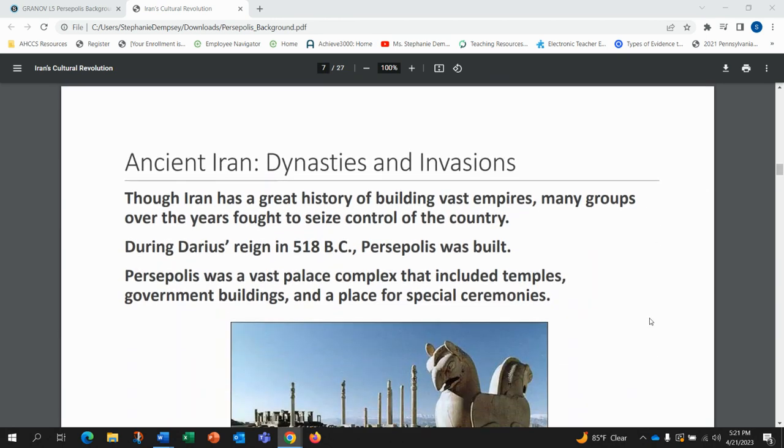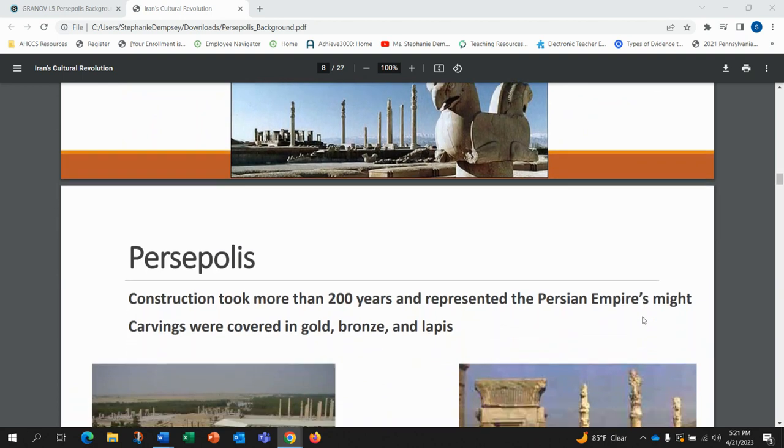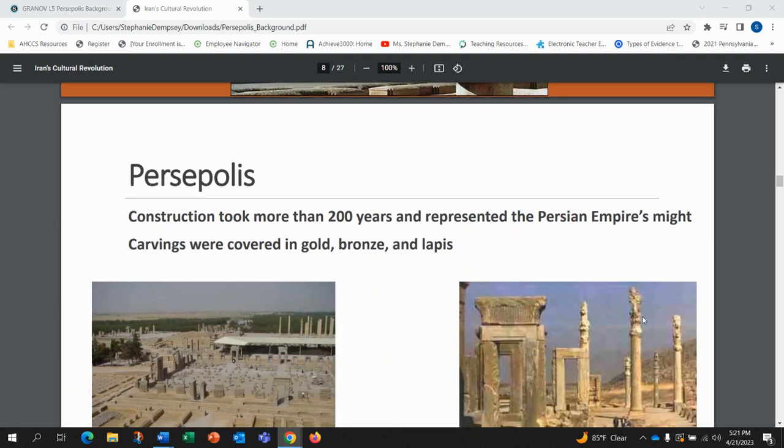Ancient Iran: dynasties and invasions. Though Iran has a great history of building vast empires, many groups over the years fought to seize control of the country. During Darius's reign in 518 BC, Persepolis was built. Persepolis was a vast palace complex that included temples, government buildings, and a place for special ceremonies. The construction took more than 200 years and represented the Persian Empire's might.